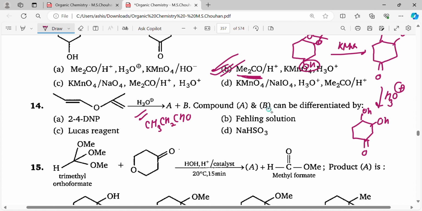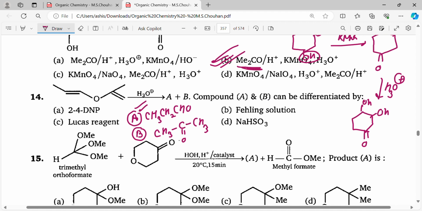First one is CH3 CH2 CHO. That is compound A after hydrolysis of this ether, and compound B will be propanone. So that is CH3 C double bond O and CH3. These are actually A and B, which we will get from hydrolysis of this ether. Now propanone as well as aldehyde both can give the 2,4-DNP test, so we can't use that.